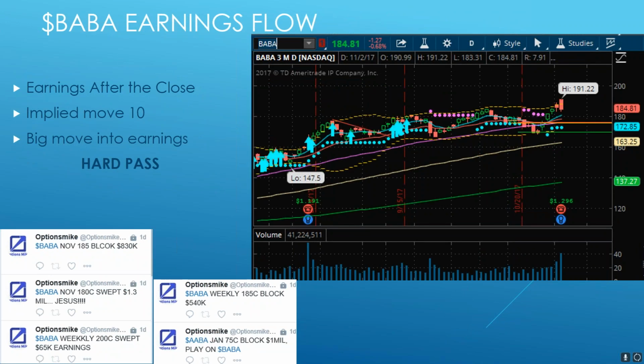Okay, BABA, earnings flow. So look at those last two. Those came in within the last 10 minutes of the close yesterday in the market. These were buys. BABA, November 180 calls, swept. If they were sold to open, I would be saying it, right? $1.3 million bet into BABA within 10 minutes to go yesterday.